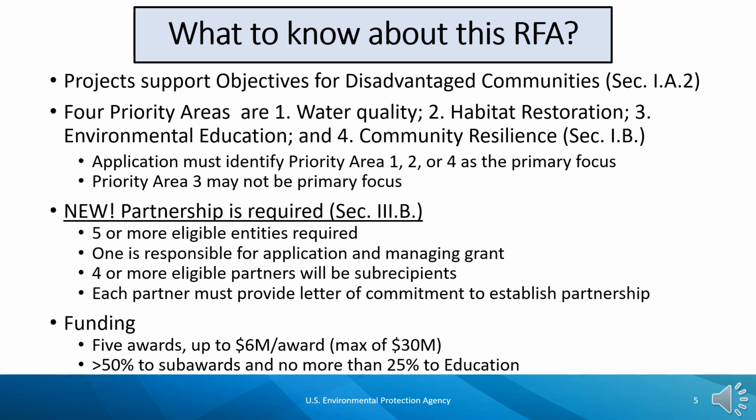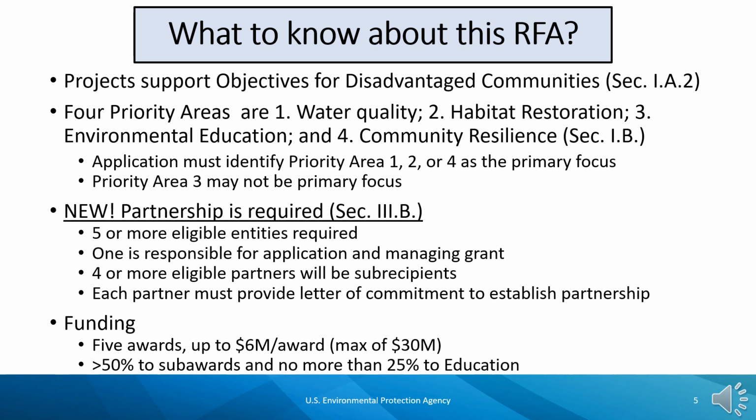Applications must identify the primary priority area for the application, and it must be either 1, 2, or 4. Priority Area 3 for environmental education may be included in any project but may not be the primary focus of the application.